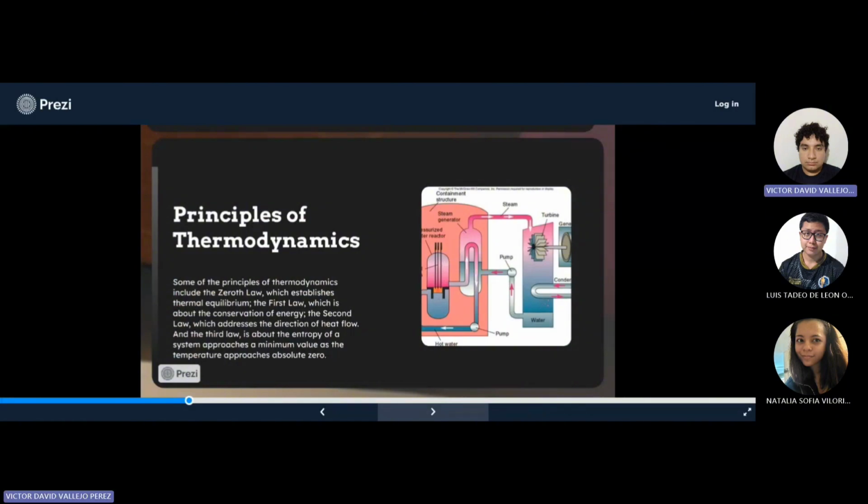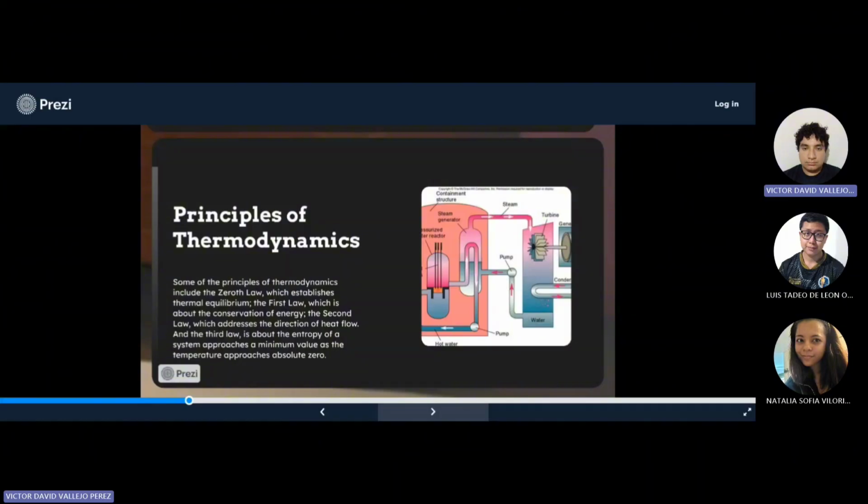And the third law. The third law states that the entropy of a system approaches a minimum value as the temperature approaches absolute zero. At absolute zero, the entropy is zero for a perfect crystal. And why is absolute zero so important? It is important because it is the lower limit of temperature. Nothing can be below absolute zero.